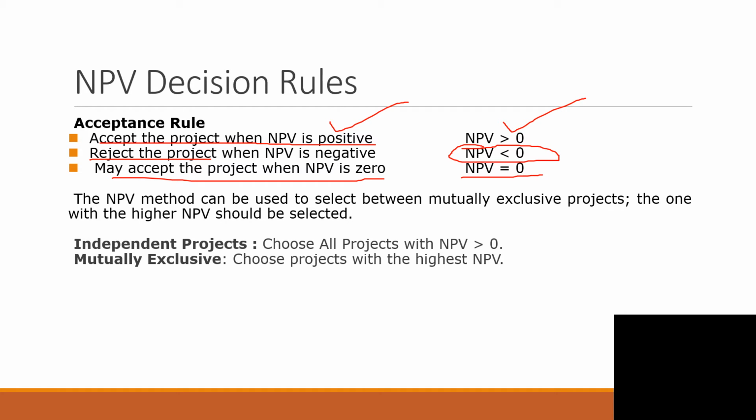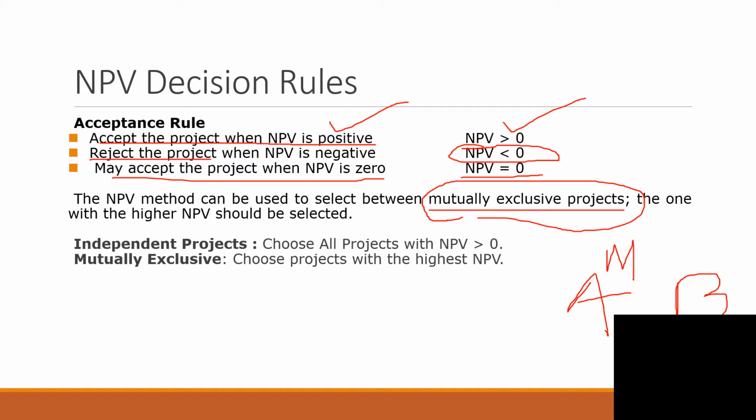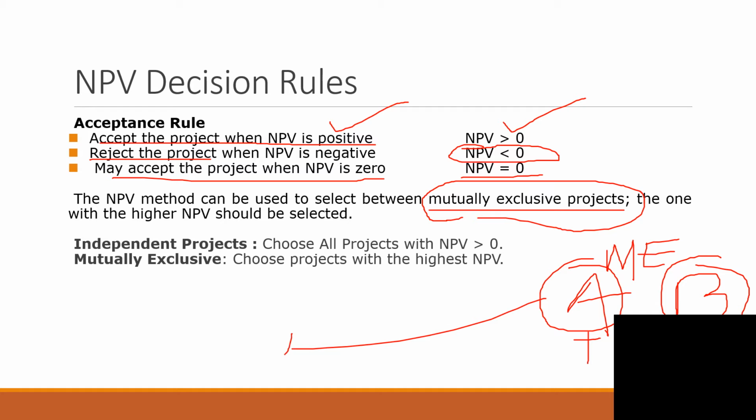So if you are considering two mutually exclusive projects, that means if project A can be undertaken, B cannot, and both have positive NPVs, you would accept the project which has the highest NPV. So in case there are two projects, both having positive NPV, you must consider accepting the project which has the larger NPV.